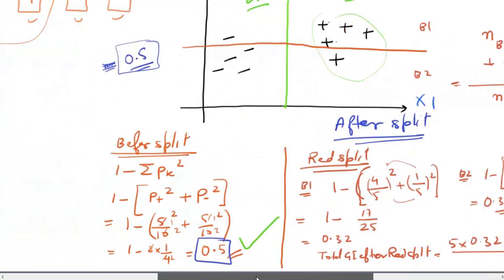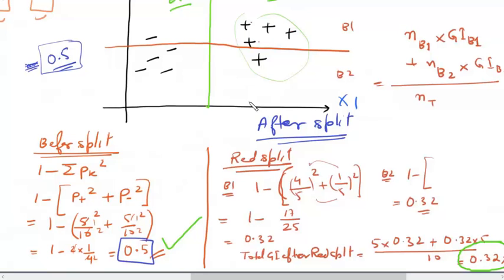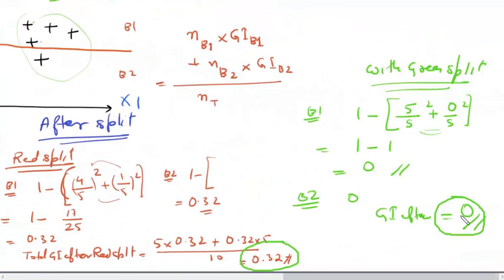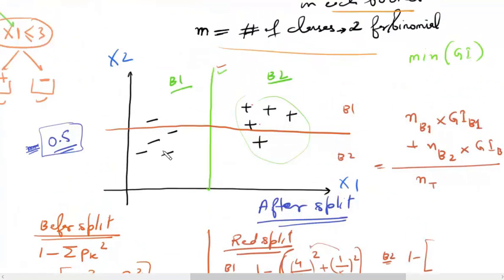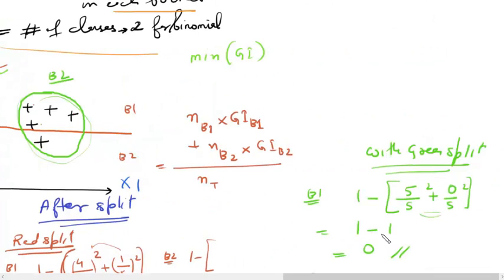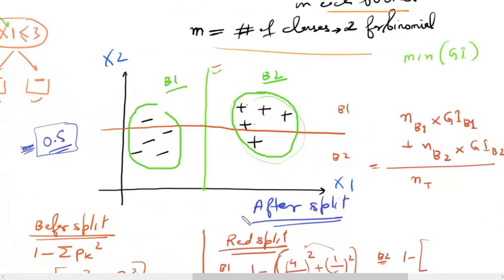exactly 0. So this means the Gini index cannot go below this. This is the purest form. You can see it is the purest form. We have entirely split our labels into pluses and minuses. So this is as pure as it can be, and the Gini index for that is 0. So this tells us that the green split is better than any other split.